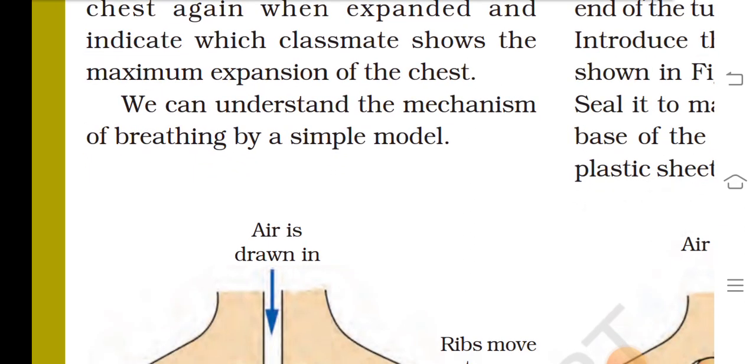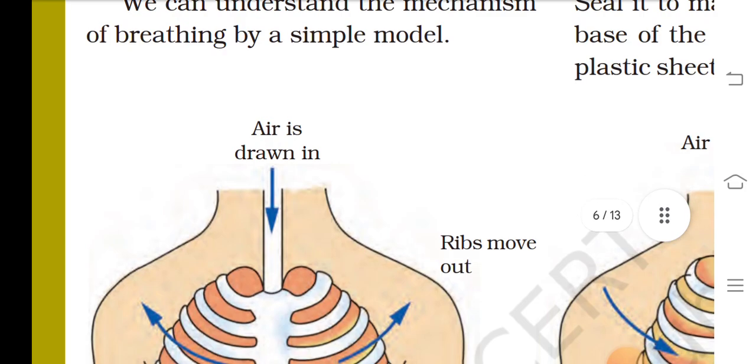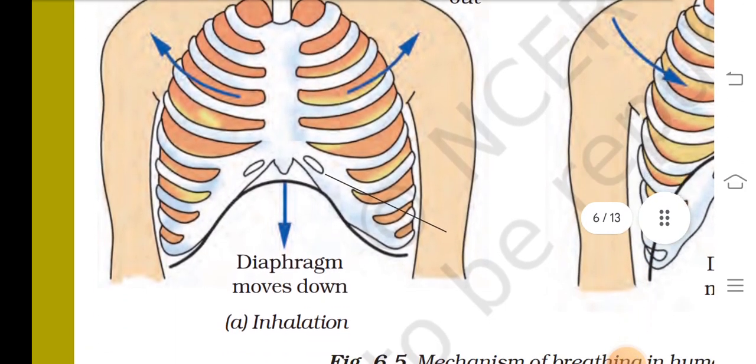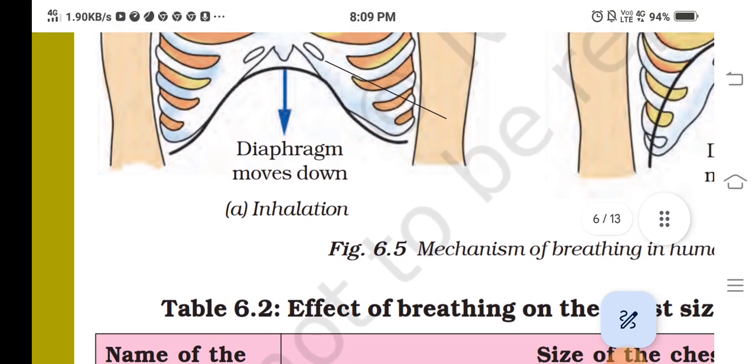We can understand the mechanism of breathing by a simple model. Air in, ribs move out. Diaphragm moves down: inhalation.